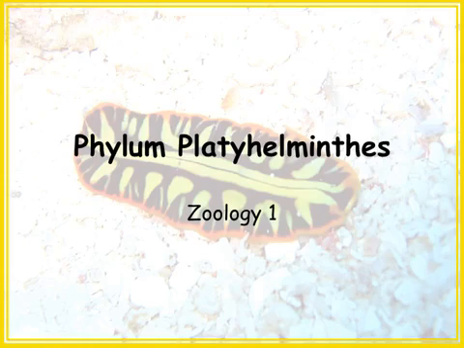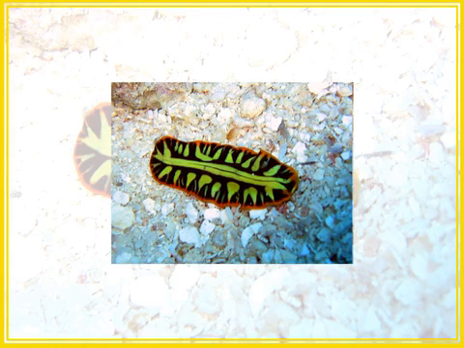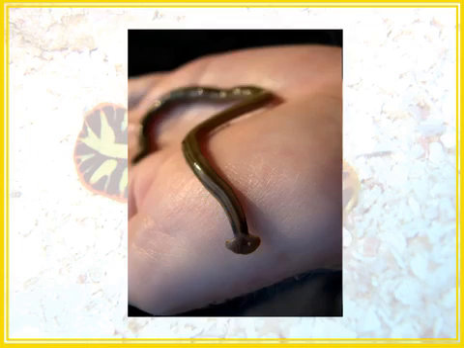In this lesson, we'll be learning about phylum Platyhelminthes. Let's first look at some examples. This is an example of a platyhelminth. This is the background to all of our slides for this lesson. This lives in the ocean, so we call it a marine flatworm.